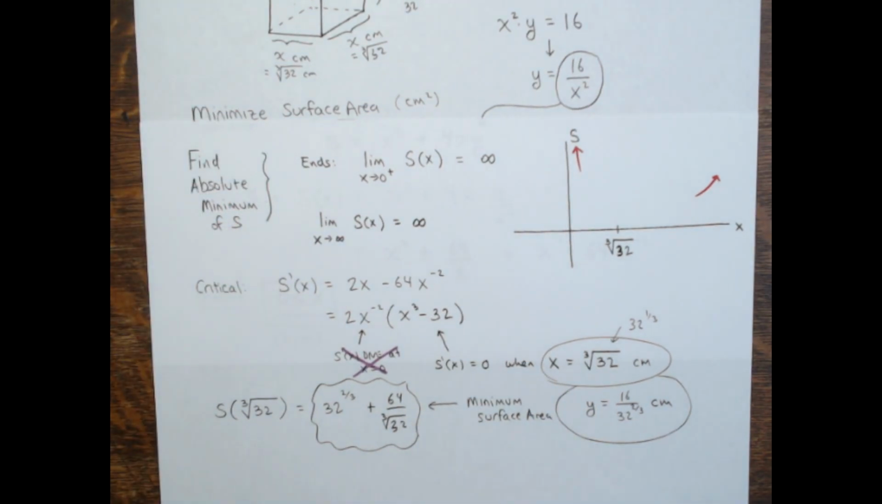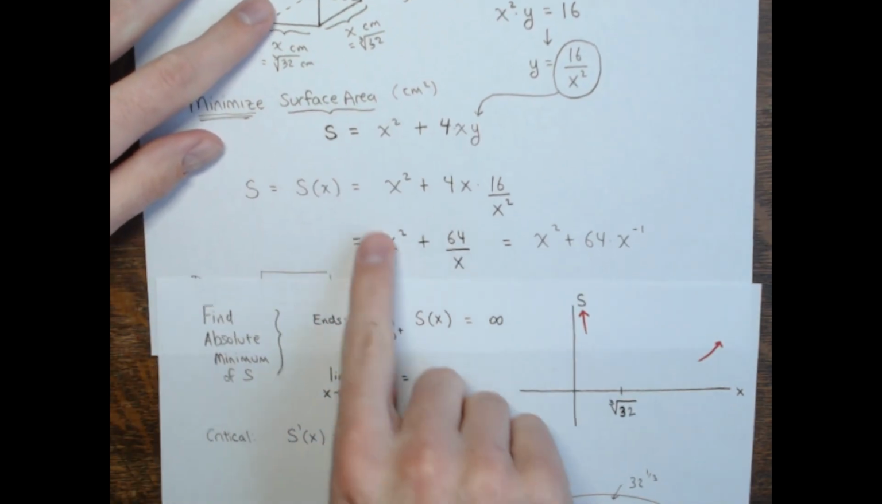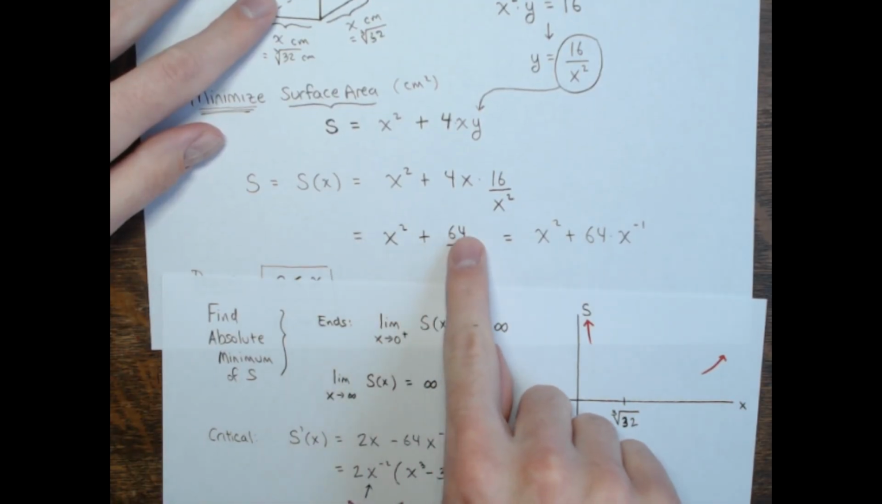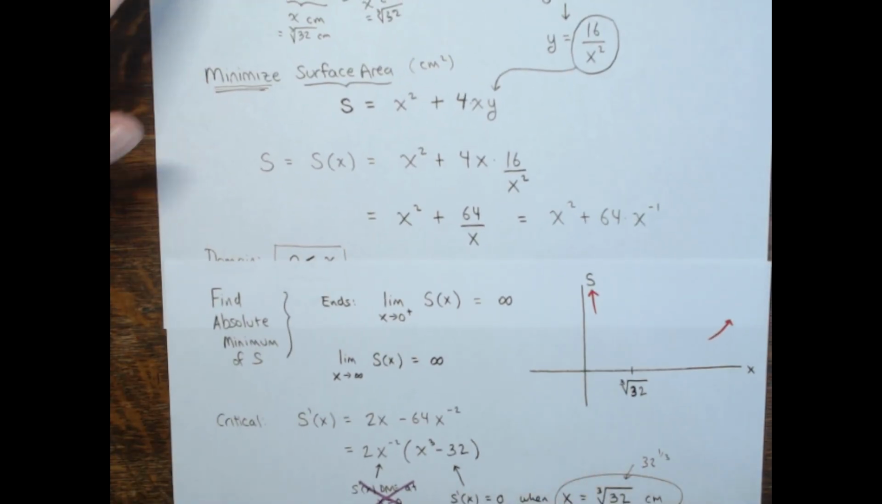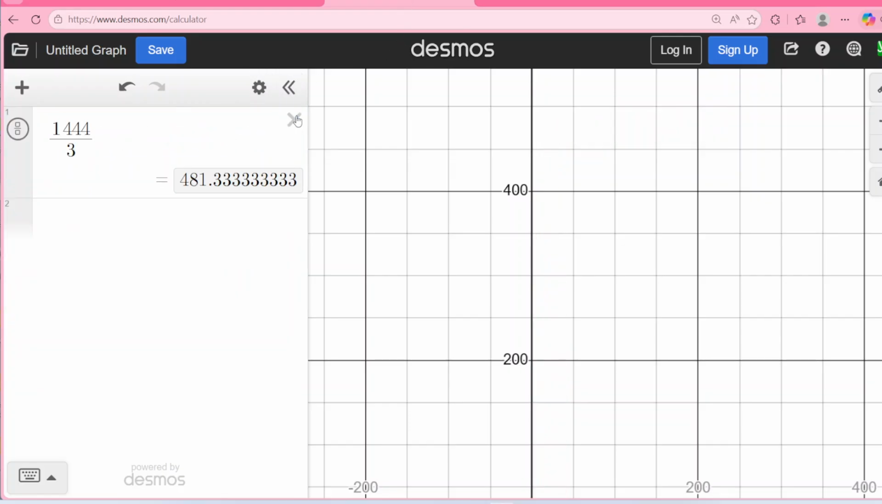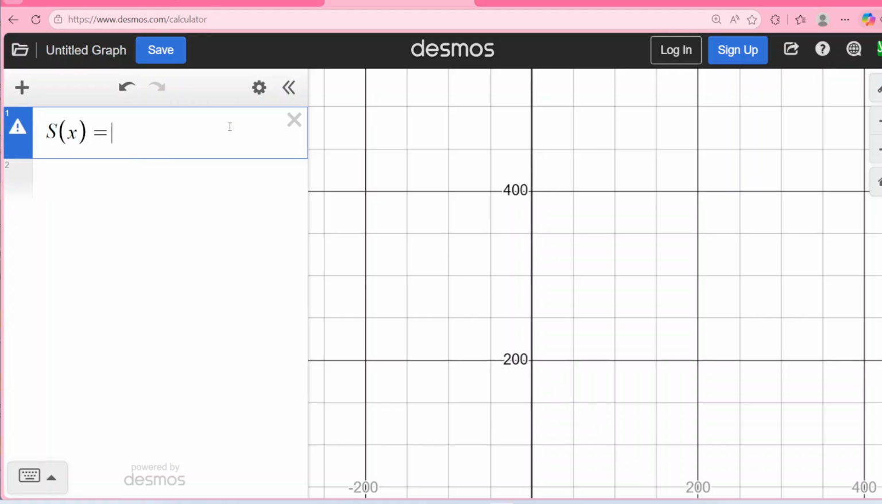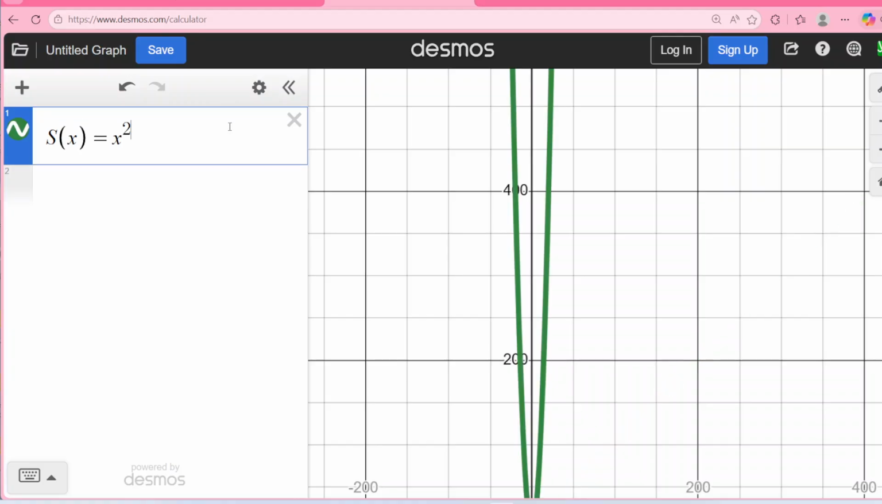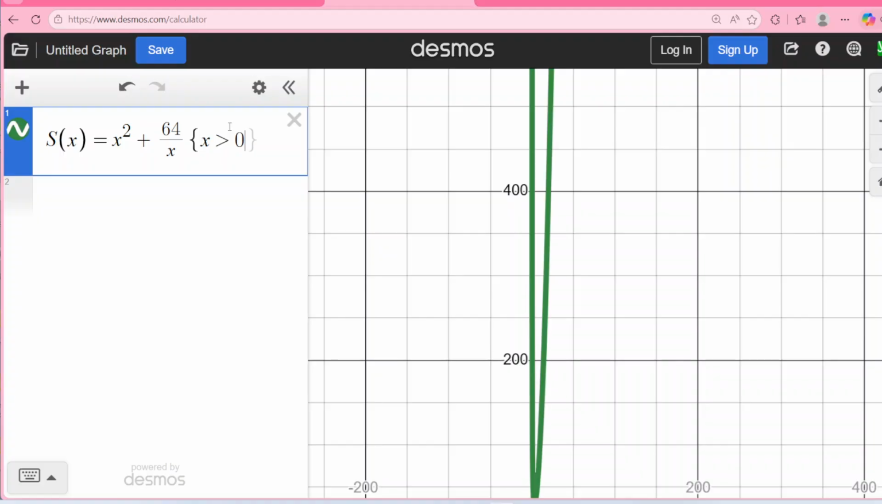So let me show you. All right, let's go to Desmos, and I'm going to enter my surface area function here after making the substitution, this x squared plus 64 over x function, and we'll take a look at it. I called it capital S of x, or you can call it whatever you want. Now we had x squared, that was the area of the base, and then 4 times the area of the sides after making the substitution was 64 over x. And making the restriction that x needs to be greater than 0, right? That was the only restriction.